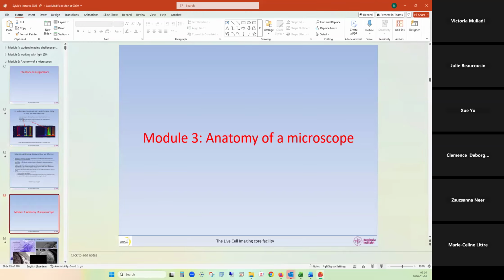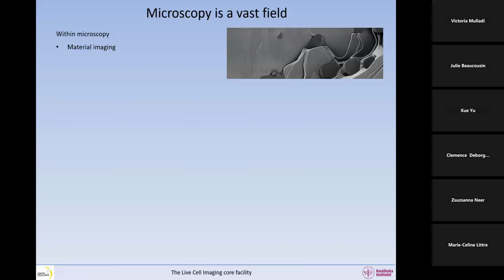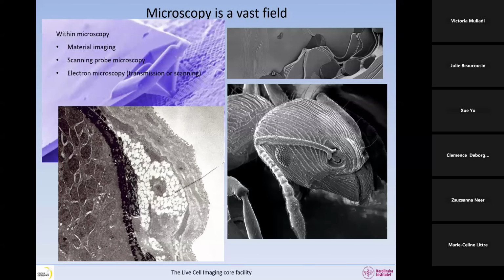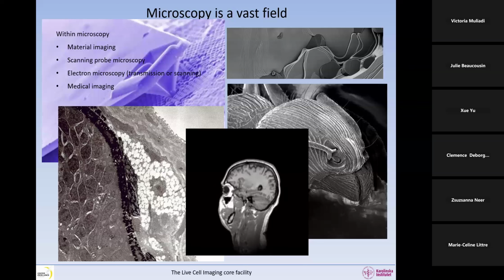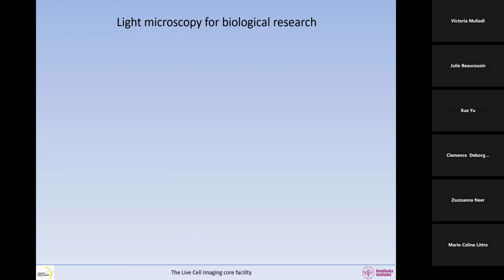So today we're going to talk hardware. Microscopy is a very vast field. Within microscopy, there's lots of different branches, if you want to say. So we have material imaging, for example, which is a huge branch when it comes to money. And then we have scanning probe microscopy, which is a tiny niche. And we have electron microscopy, which we know very well, transmission or scanning. And we also have, of course, medical imaging, which is a huge branch when it comes to money. And then we have our little niche, which is light microscopy for biological research. And that's what we are talking about in this course, and only this.